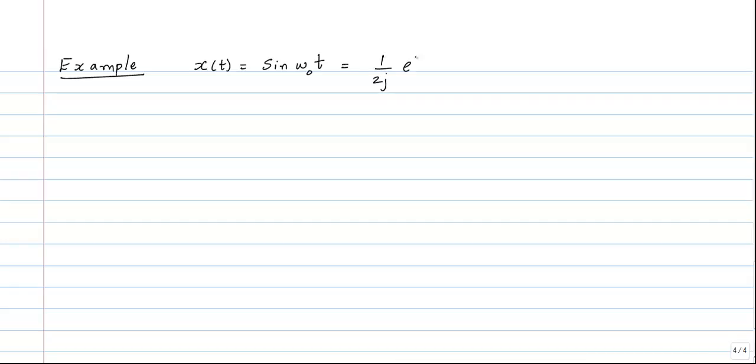Now in exactly the same way, we can derive the Fourier transform of x of t equal to sine omega naught t. The way we can find the Fourier series coefficients of sine omega naught t is again to use the method of inspection, which is to write sine omega naught t as e raised to j omega naught t minus e raised to negative j omega naught t, divided by 2j.